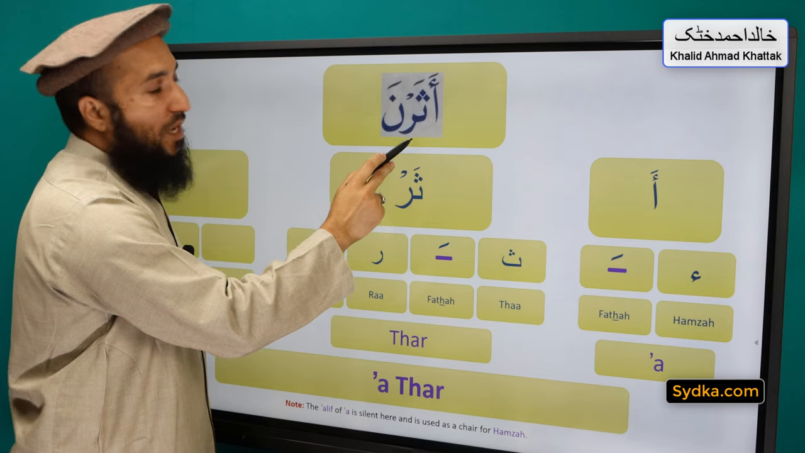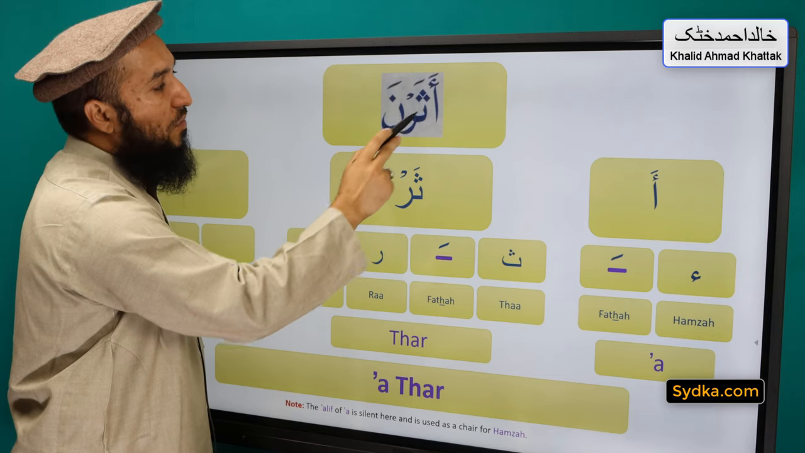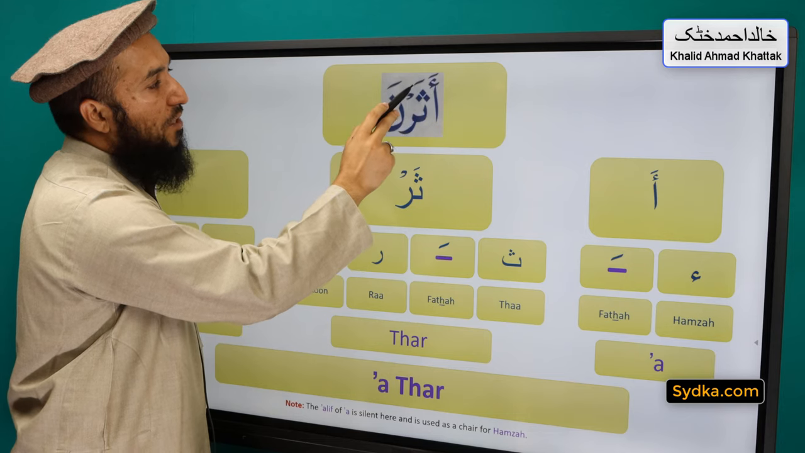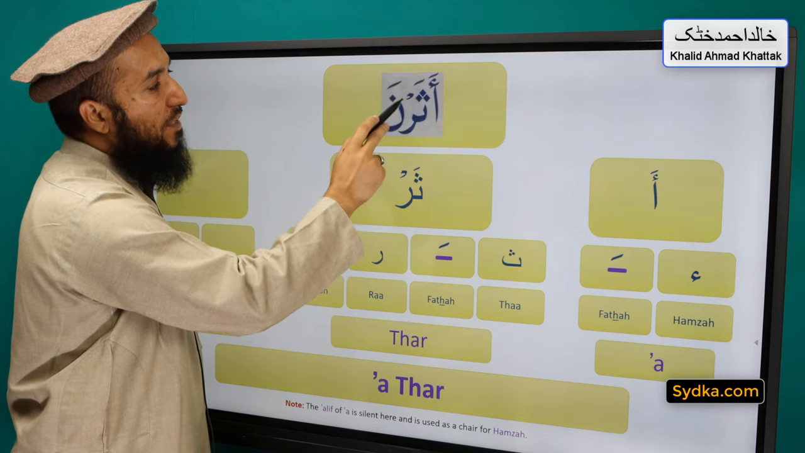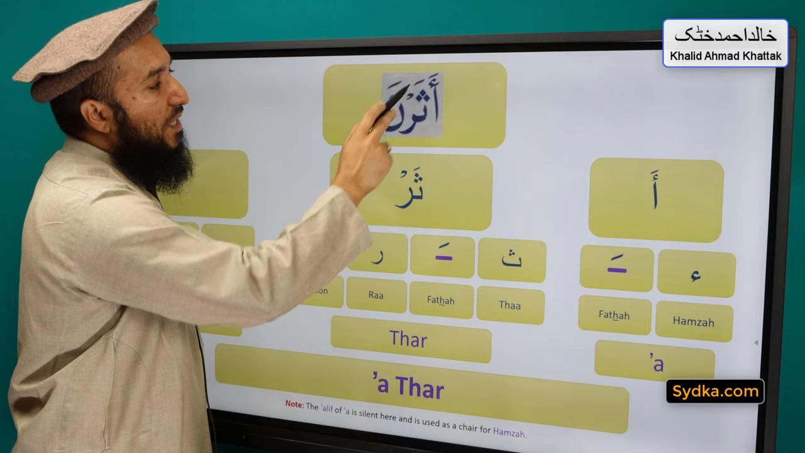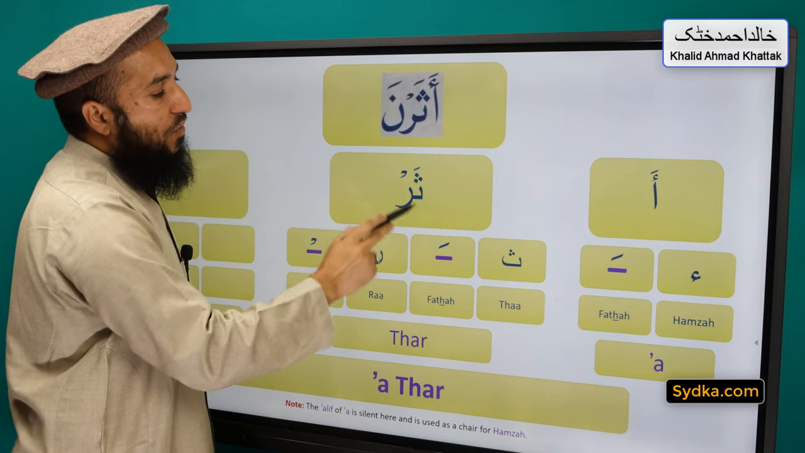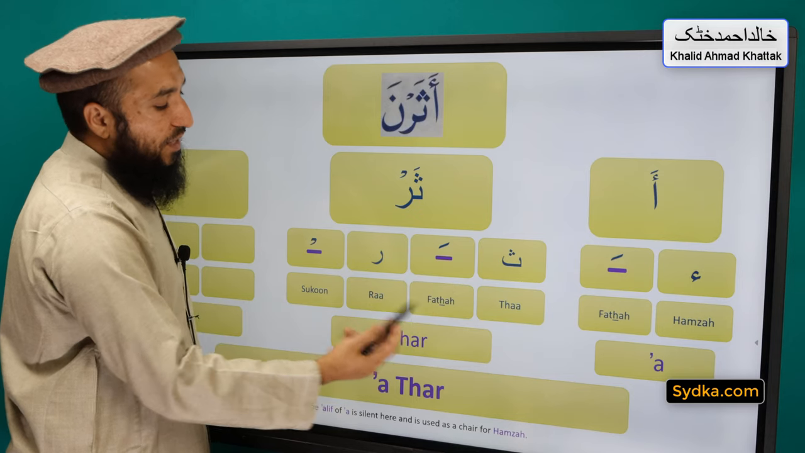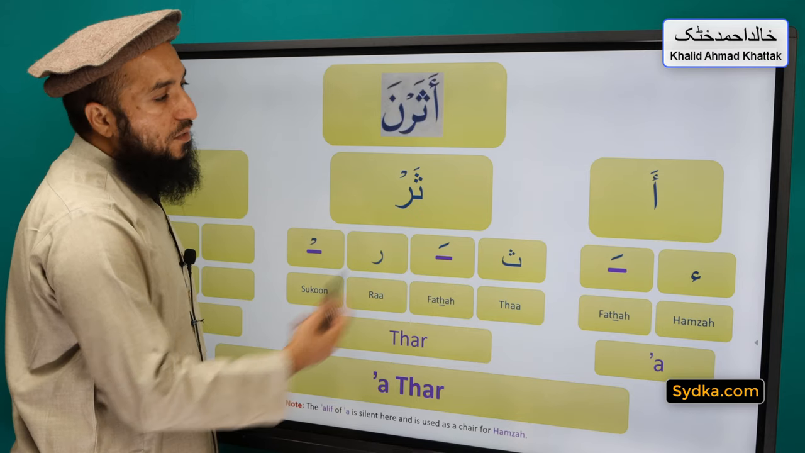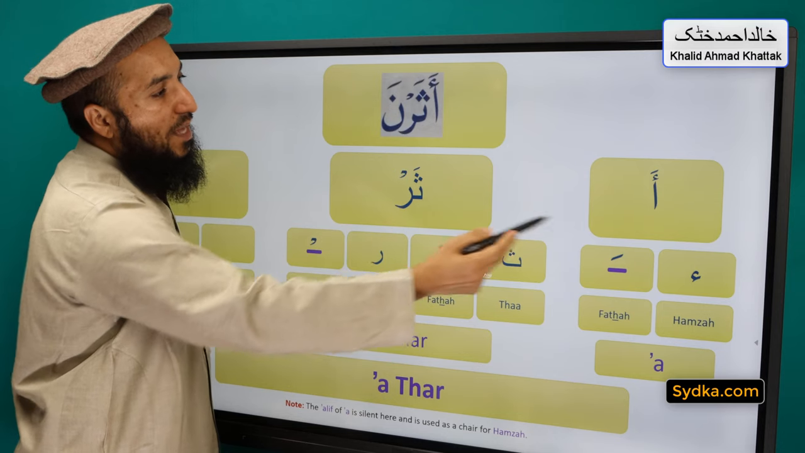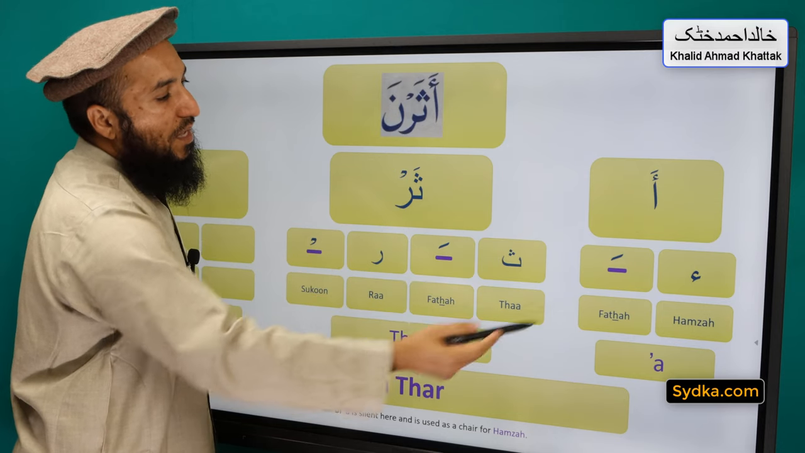The second syllable we have is tha fatha ra sukoon thar. Tha is a light letter, it has fatha on top of it, it is followed by ra, and ra has a sukoon. Tha fatha ra sukoon thar. Combining both syllables together, we have athar.